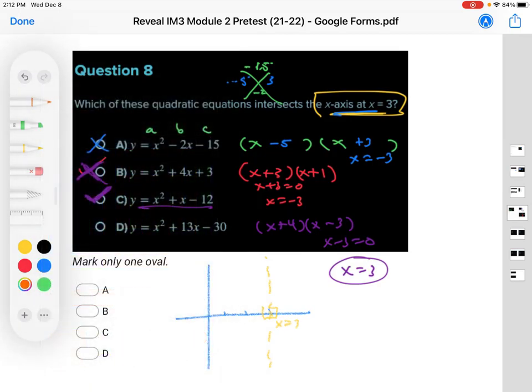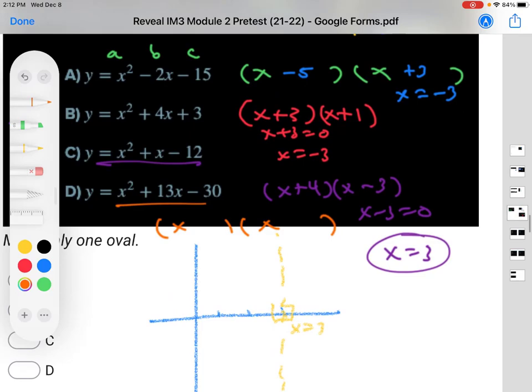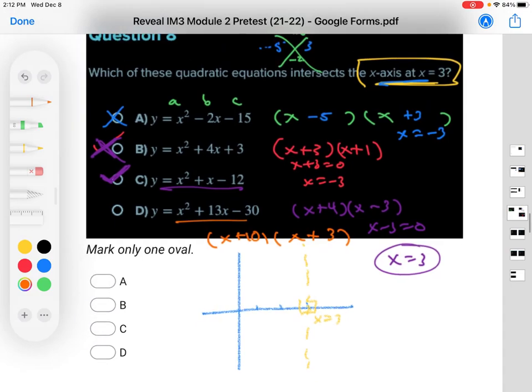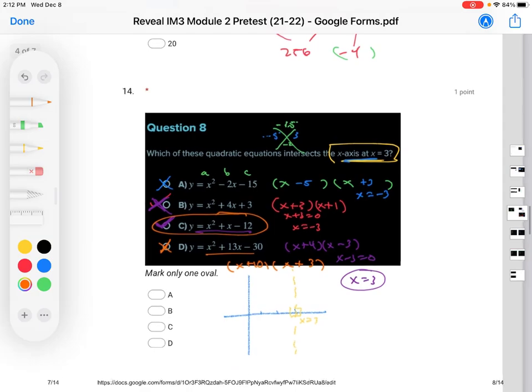And let's try another one in a different color. So let's factor this one. Two numbers that multiply to be 30 are 10 and 3. And if they're both positive, this one doesn't look to be factorable, right? 30. Okay, so that's not going to work. So C is our answer for number 8.